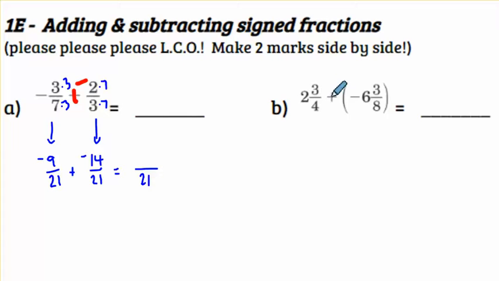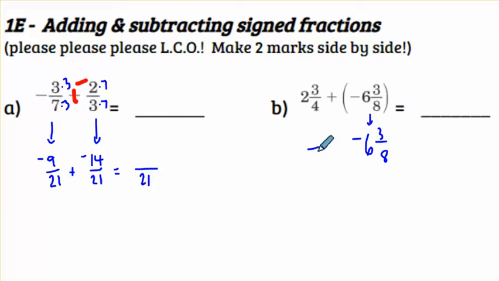All right, moving on to B. We need to find a common denominator. So if we look here at 4 and 8, worst case scenario, you just multiply them together and get 32, but we know there's a better number than that. And the smallest denominator that will work for both of these is actually 8, which is nice because we don't have to do a thing to this one here, at least not yet. We just leave it as negative 6 and 3/8.